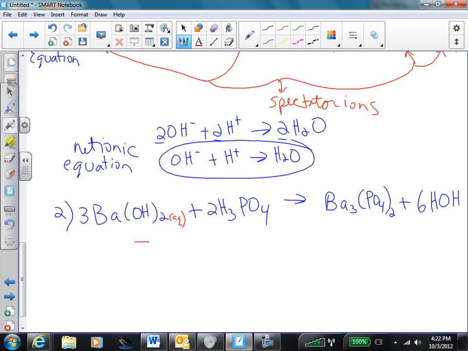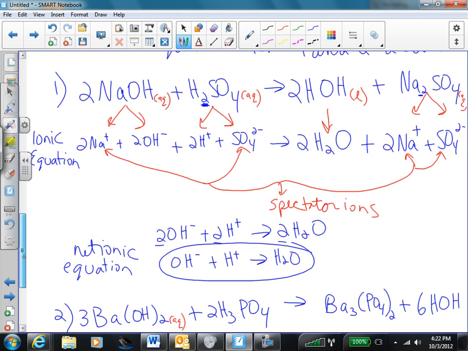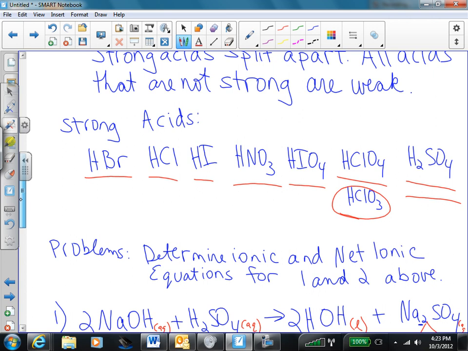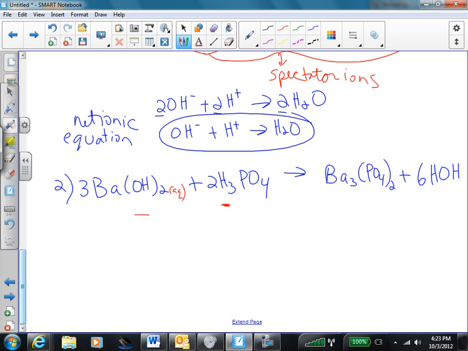Now H3PO4, we've got an H here, so we know that this is an acid. Let's check if it's one of our strong acids. We'll look back up at our list of acids. H3PO4 is not up here. Therefore, it's not a strong acid. Acids, I always write aq, but this is actually a weak acid, and since this is a weak acid, we're not going to ultimately split it apart. So this one is going to come straight down while the barium hydroxide is going to split apart.